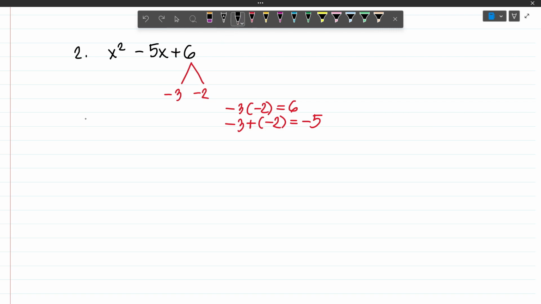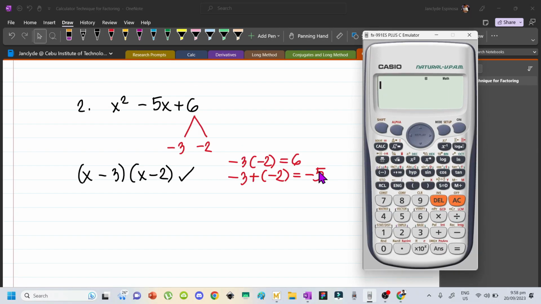So this would be x minus 3 times x minus 2. So these are your factors. Now, using our calculator, we can press mode and go to equation and then pick quadratic functions to factor out the given equation.